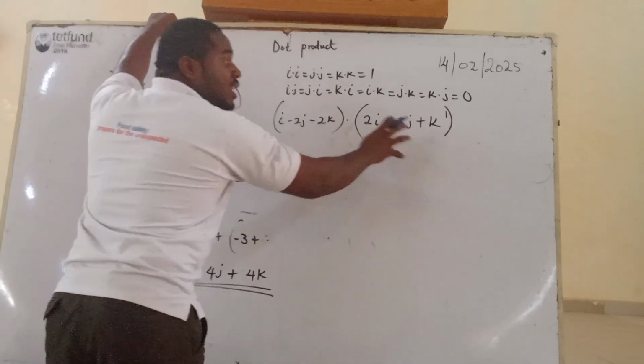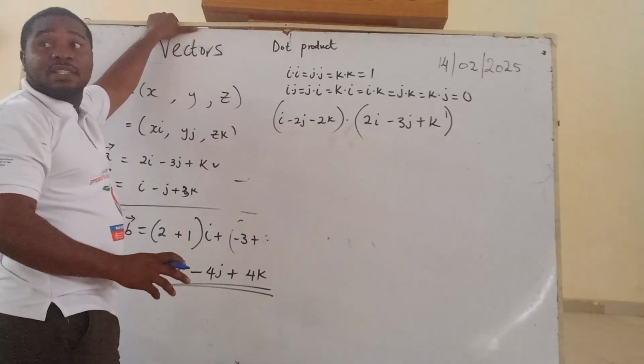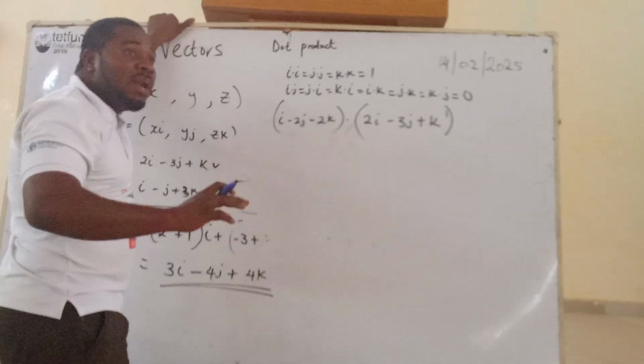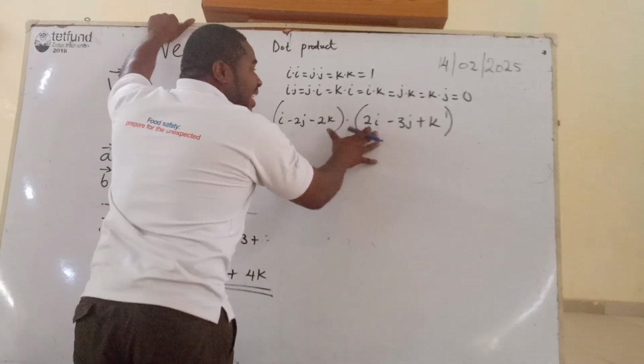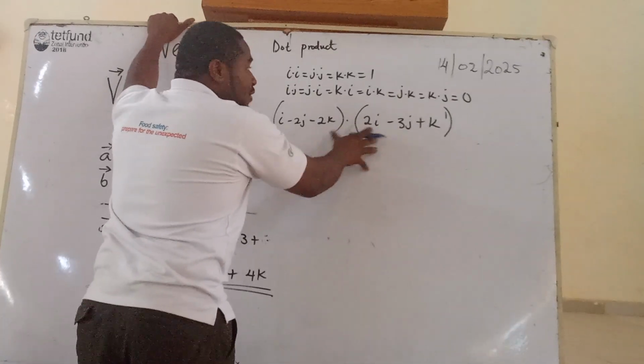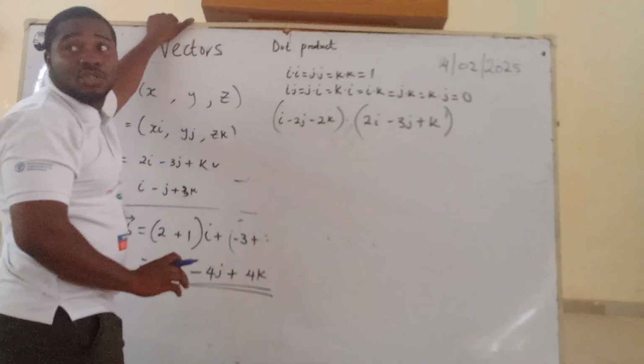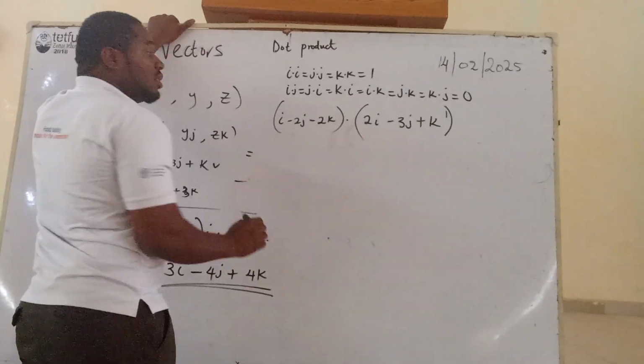Now, I want to take the dot product of these two vectors, right? It's very simple. Normally, if you are supposed to multiply these two, if they are functions, you must take each component and multiply everything out. Is that not so? So let's do it gradually.